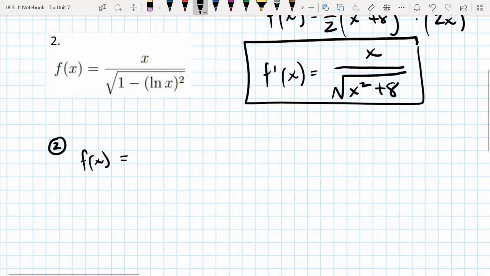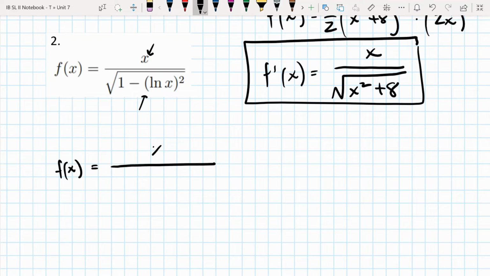Because we're taking the quotient, or the ratio, of two functions, we're going to use the quotient rule. Instead of writing the square root, I'm just going to use the 1/2 power. So let me actually just rewrite this first, sorry. Instead of x over the square root, I'm going to write x over this whole expression to the 1/2 power. Okay, now let's take the derivative of this.